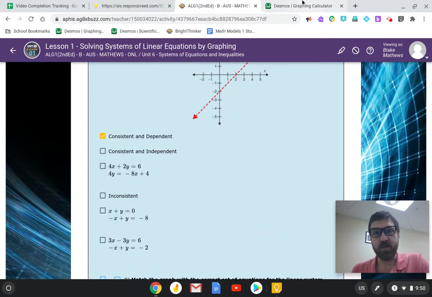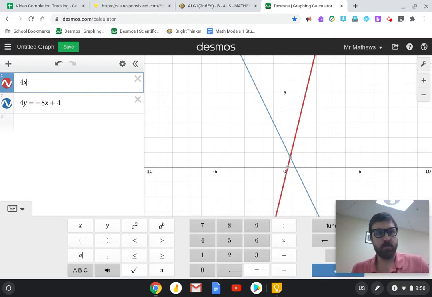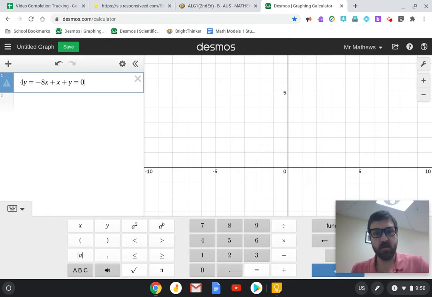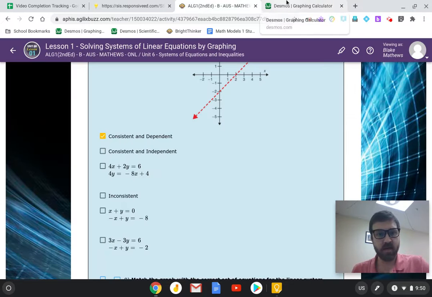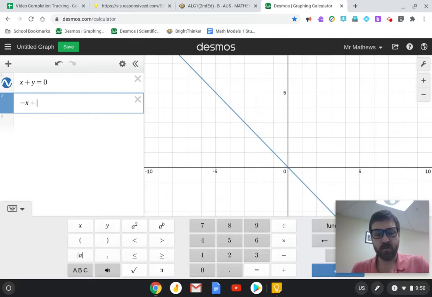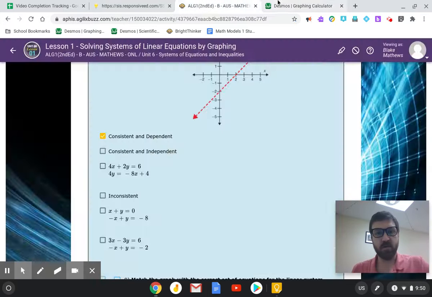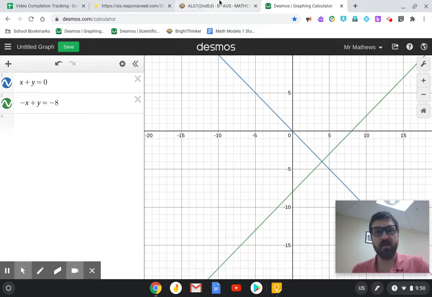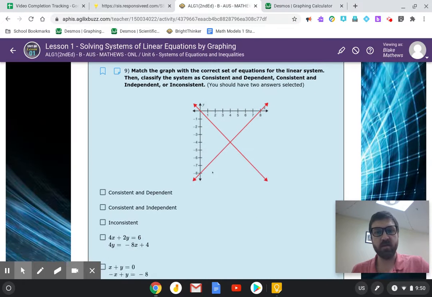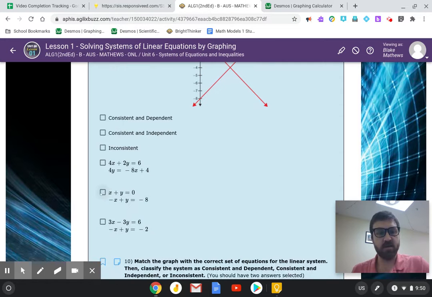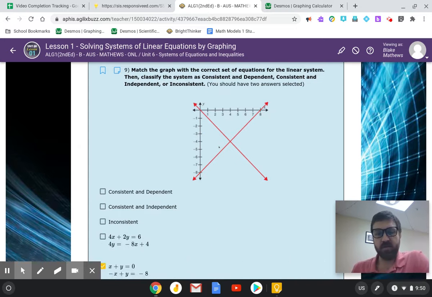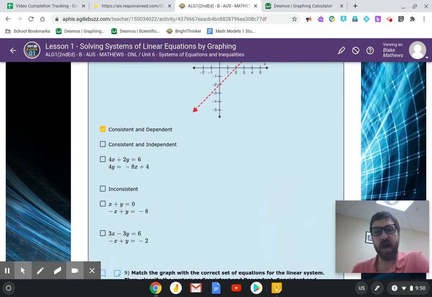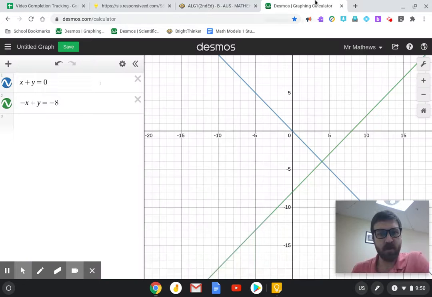So we go x plus y equals 0. X plus y equals 0, and negative x plus y equals negative 8. Again, doesn't match the graph that I have here. However, it does match the graph I have in number 9. So that's very convenient. So I'll just choose that one down there. I'll let you do the other half of these questions. Sorry, I kind of already explained those. So let's just graph the last one just for the sake of argument. 3x minus 3y.